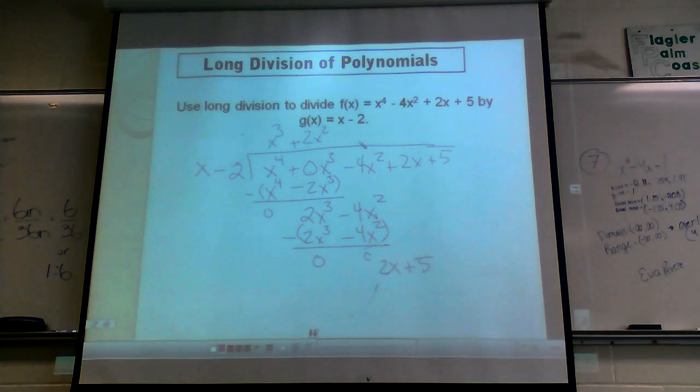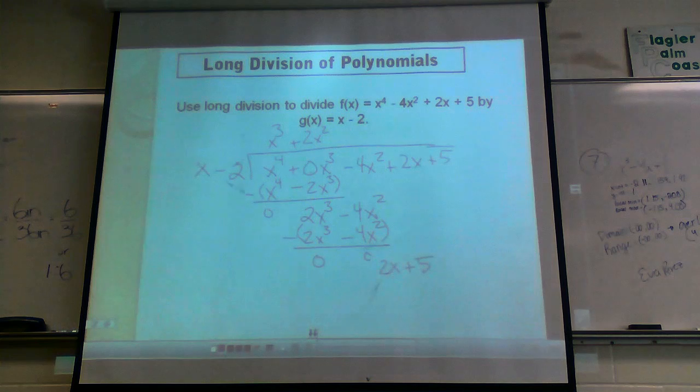Alright, so now, same thing. I got 2x here. I got an x here. What do I multiply x by to get 2x? 2. Plus 2. So that'd be 2x minus 4. Again, subtracting that entire thing. So 2x minus 2x is 0. 5 minus negative 4 is 9. Okay? So here's what happens. I've got no more x terms. All those are gone. Right? What I have here, guys, that's your remainder.